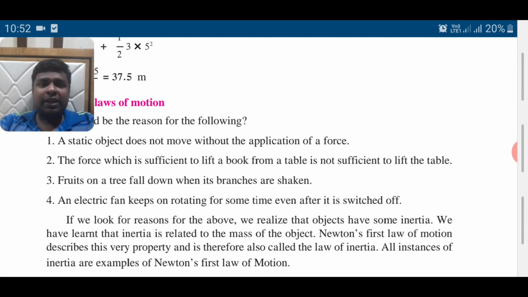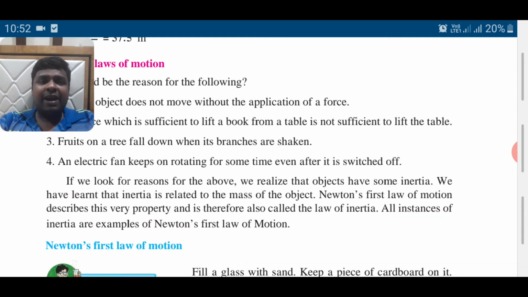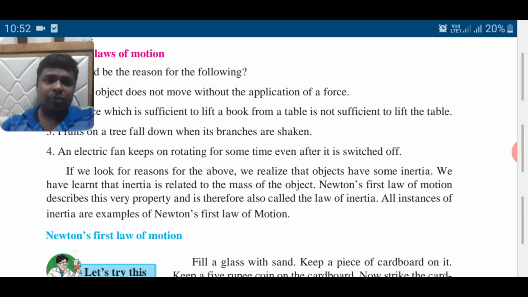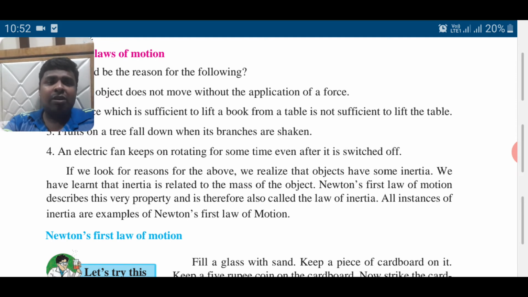So fruits on the tree fall down when branches are shaken. Then electric fan keeps rotating even after it is switched off. For some time it rotates a little bit and then it stops. Why doesn't it stop immediately? For that we are going to learn Newton's laws. So, Newton's first law of motion.